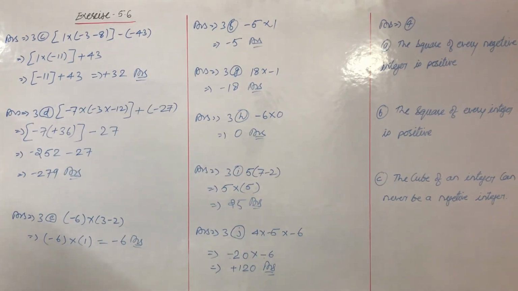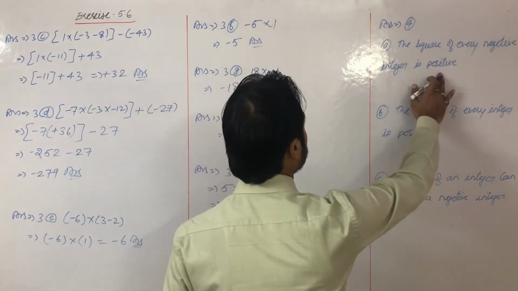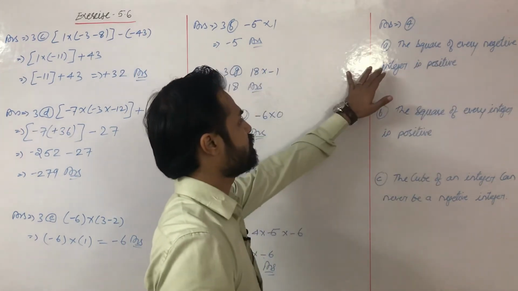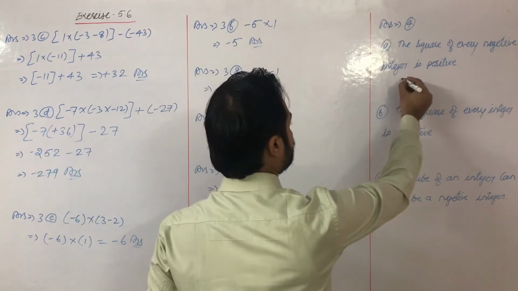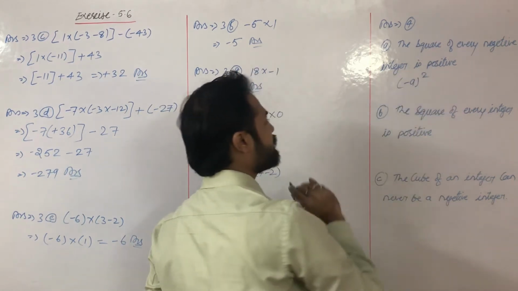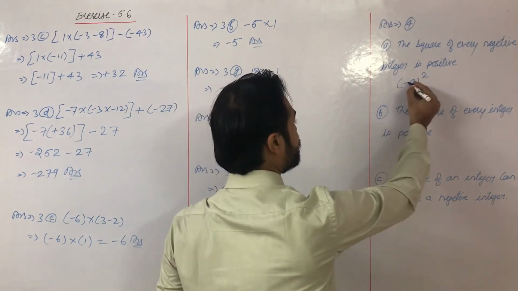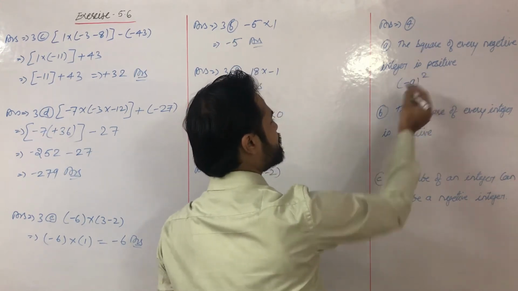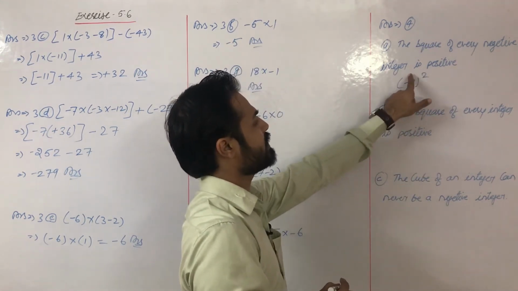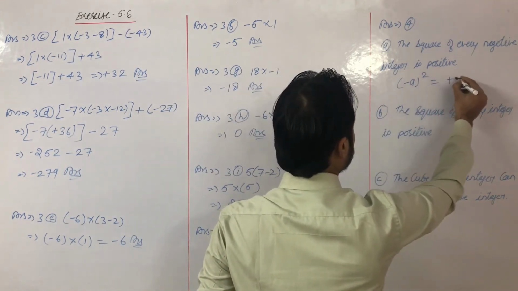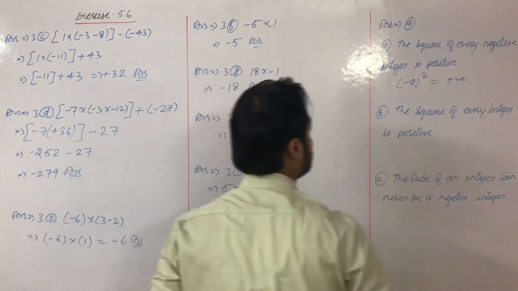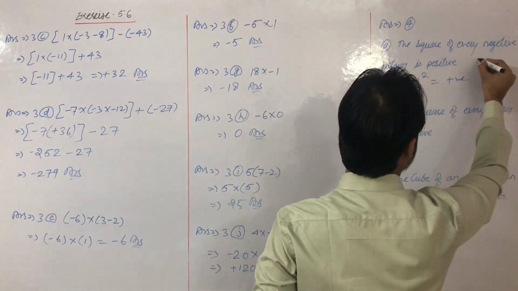Now question number 4, part A. In question number 4, we have to state whether the following statements are true or false. First statement, the square of every negative integer is positive. So yes, this statement is true. If we write minus a as a negative integer and take its square, we have to multiply negative a twice. So minus times minus will be a positive number. So the statement is true.